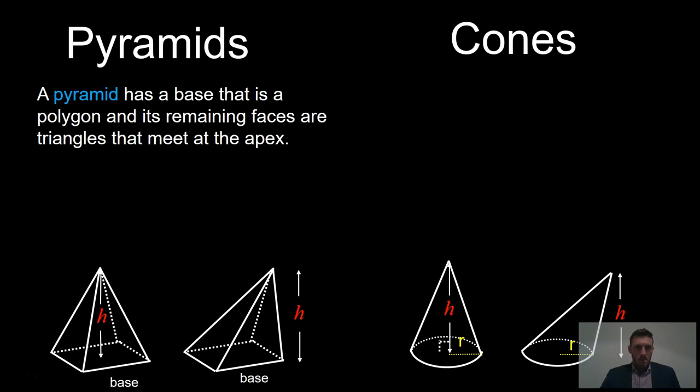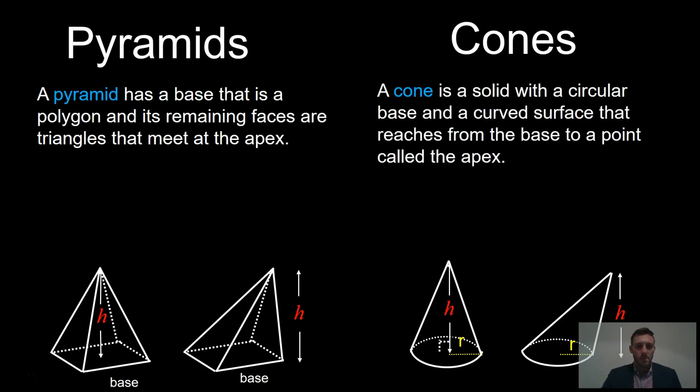A pyramid has a base that is a polygon, and its remaining faces are triangles that meet at the apex. A cone is a solid with a circular base and a curved surface that reaches from the base to a point called the apex. The volume of a cone or a pyramid is a certain fraction of the volume of a prism or cylinder with the same base area. Here you'll notice that I've drawn a prism over the pyramid and a cylinder over the cone with the same base and height. If you had a paper pyramid and filled it with water, it would take 3 of the paper pyramids to fill up a prism with the same base area and perpendicular height.